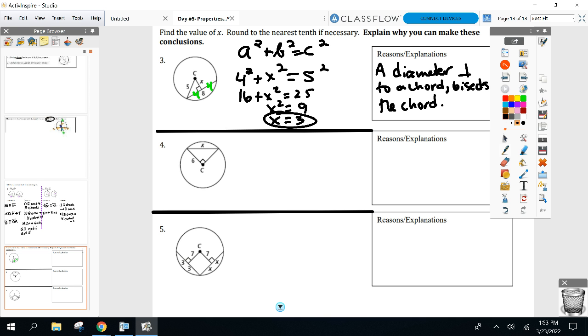Okay, good times. Class is almost over. How about 4? How do I find X there? All I gave you was that little piece there with 6. Anything you can add to the diagram? Matt? The radii are congruent. All radii in a circle are congruent. So if that's 6, that's 6.